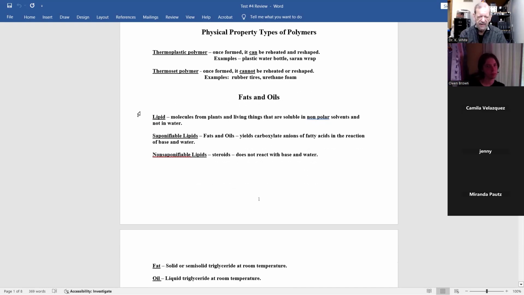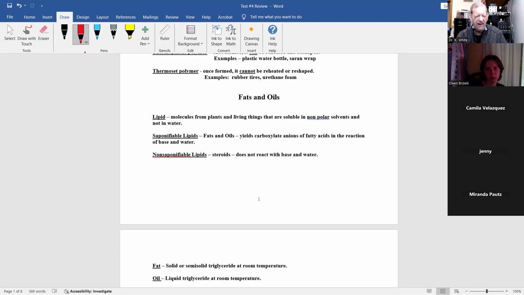All right, lipid. That's a molecule made from living things, from plants and animals, that is soluble in nonpolar solvents and not in water. And later on, I'll be talking about what the nonpolar and polar solvents are. All right, now you should know a saponifiable lipid, also known as fats and oils, yields carboxylate anion of fatty acids in the reaction with base and water. You should know, hint, that a saponifiable, let me get real subtle. And I should have done it up here too, but I'll do it now.